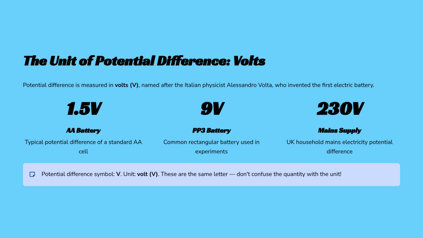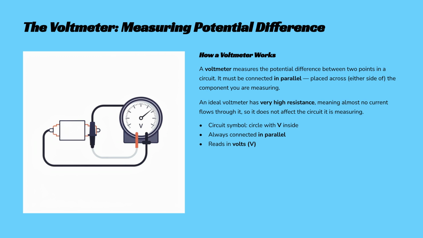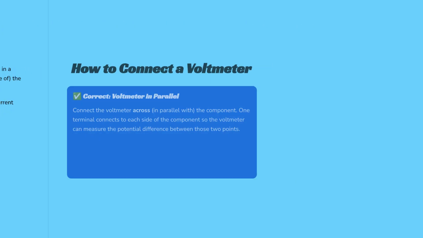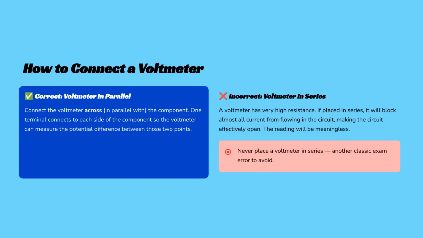Potential difference is measured in volts with the symbol V. Don't confuse the quantity symbol V with the unit symbol V. They are the same letter, but represent different things. To measure potential difference, we use a voltmeter. Unlike an ammeter, a voltmeter must be connected in parallel across the component you are measuring. Finally, avoid the common mistake of placing a voltmeter in series. Because it has very high resistance, doing so will block the current and give you a meaningless reading.